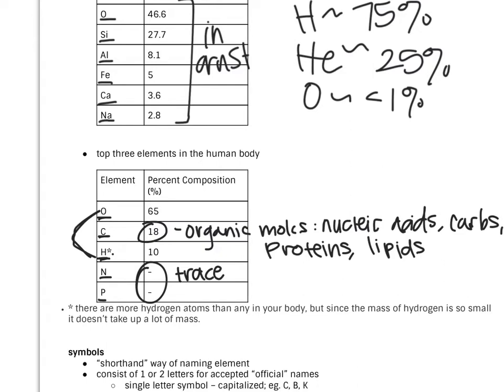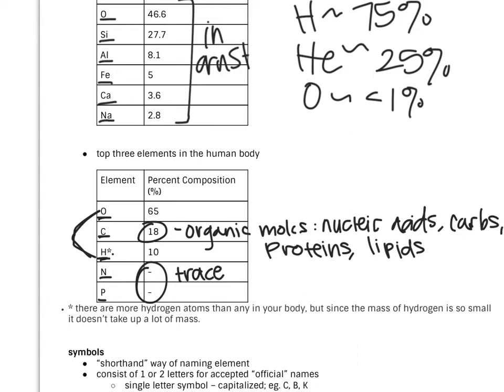Even though it's very abundant throughout your body, because there's actually double the amount because H2O. So there's almost double the amount of hydrogen than oxygen, but it's so small that it doesn't really take up a lot in your body.